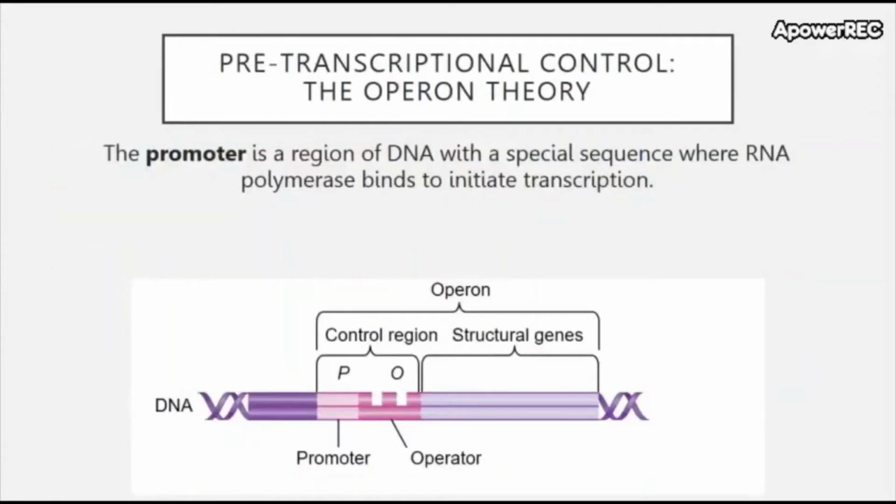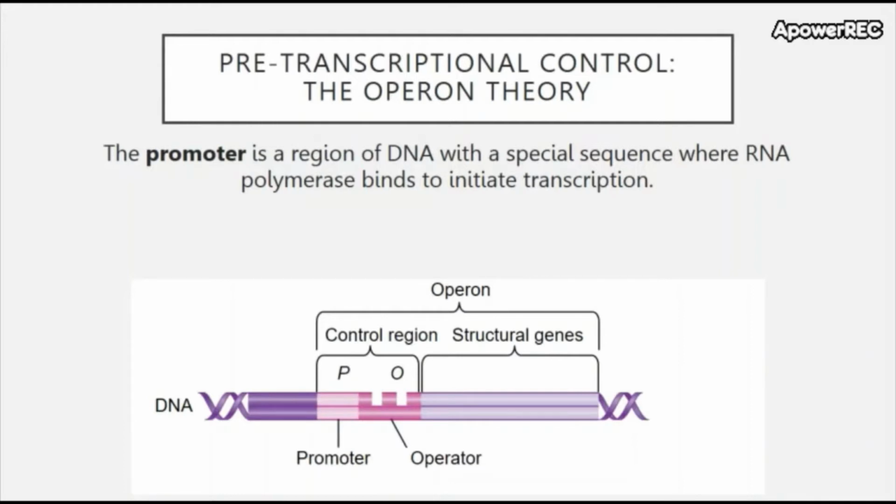One way that the cell controls when to express a gene is through a process called pre-transcriptional control. Every gene is in a DNA structure called the operon. The operon is all the necessary components in order to transcribe a gene.